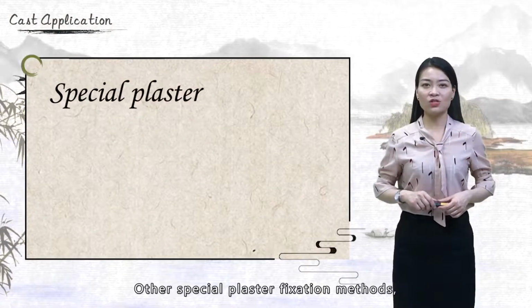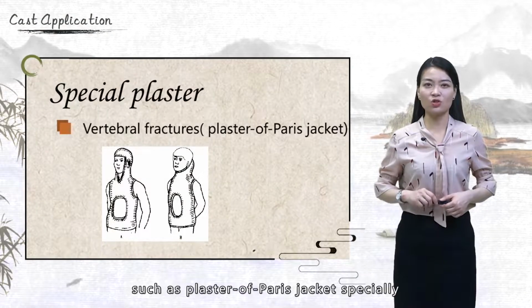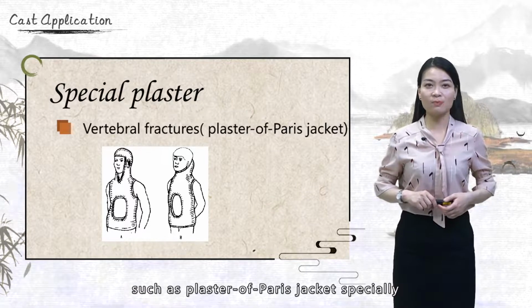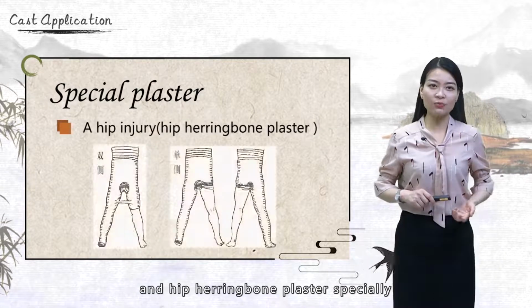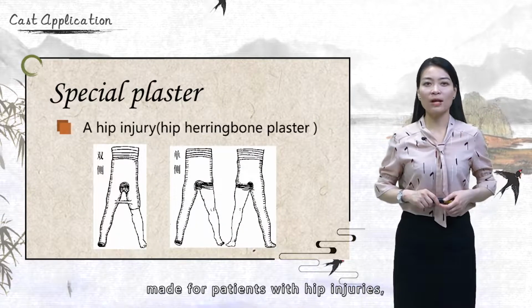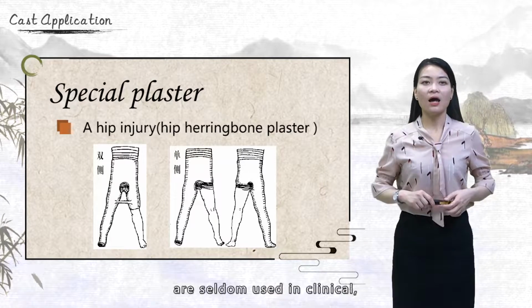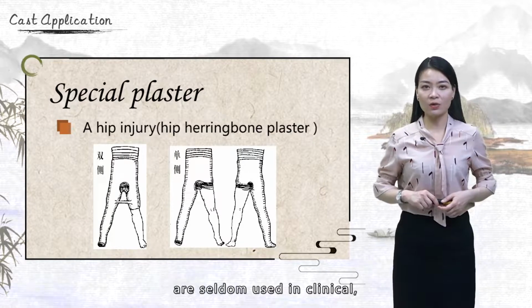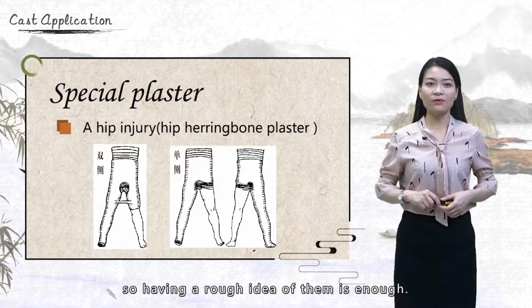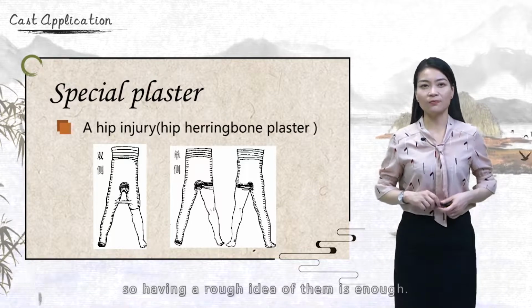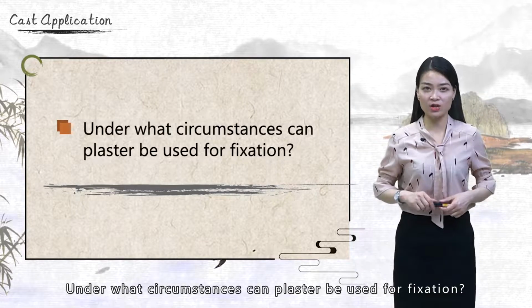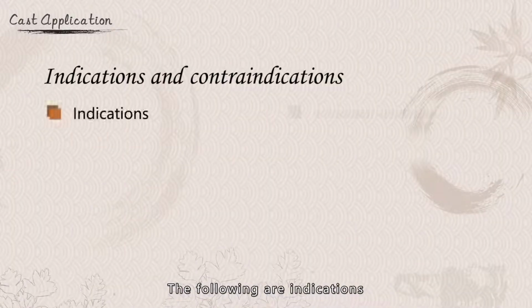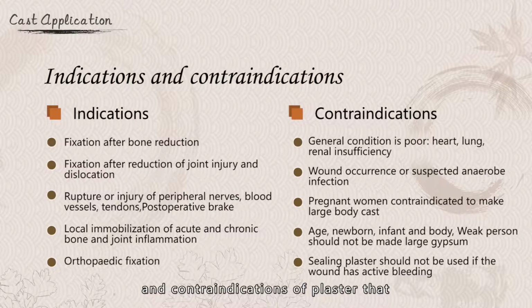Other special plaster fixation methods, such as the plaster of Paris jacket specially made for patients with spinal fracture, and the hip plaster specially made for patients with hip injuries, are seldom used in clinic, so having a rough idea of them is enough. Under what circumstances can plaster be used for fixation? The following are indications and contraindications of plaster that you should pay attention to.